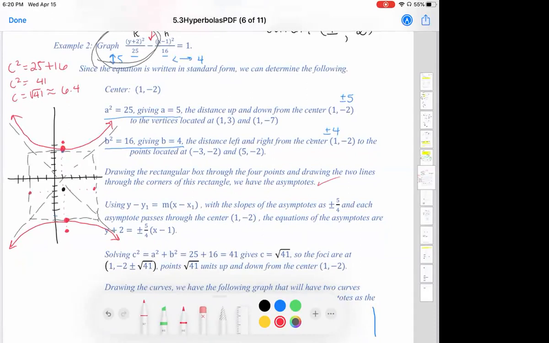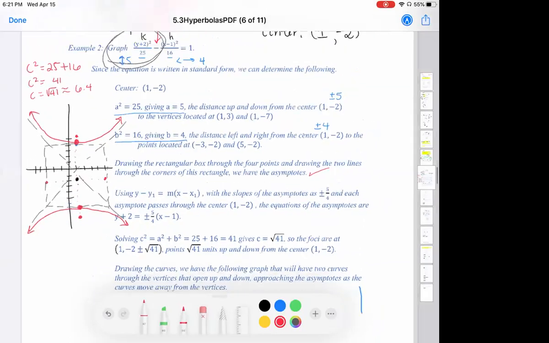So we're here. We drew our dotted boxes using y minus y1 equals m times x minus x1 with the slopes of the asymptotes at plus or minus 5 over 4, and each asymptote passes through the center. The equations of the asymptotes are y plus 2 equals plus or minus 5 over 4 times x minus 1.